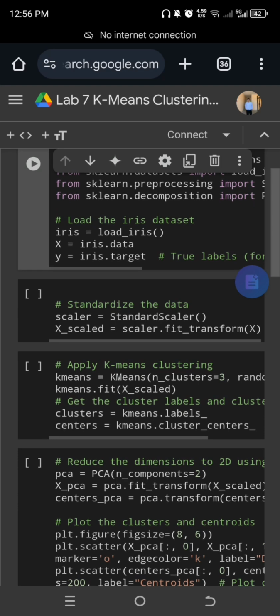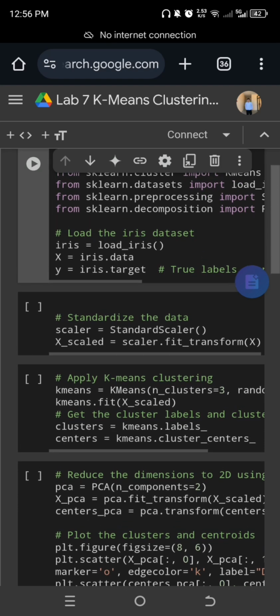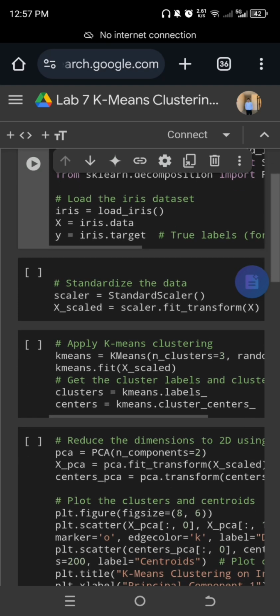The next code is load the iris dataset. It loads the dataset into memory. X contains the feature matrix of numerical features per sample, and y holds the actual species labels, used for reference only. The next one is standardize the data. Standardization scales the features to have a mean of 0 and a standard deviation equal to 1. This step is crucial for K-means as it is sensitive to feature magnitude.